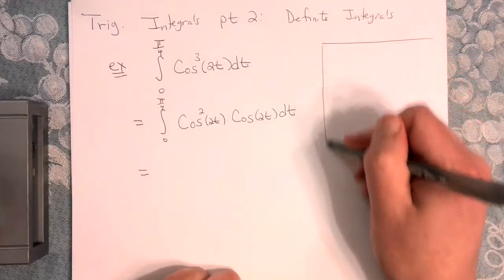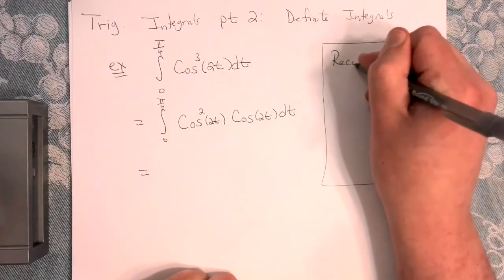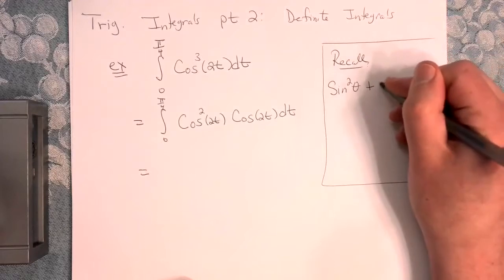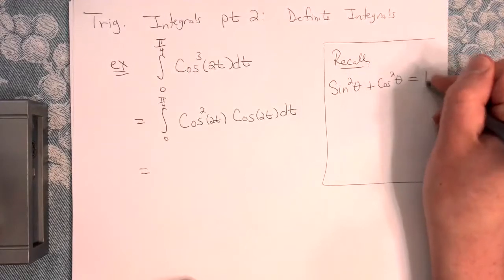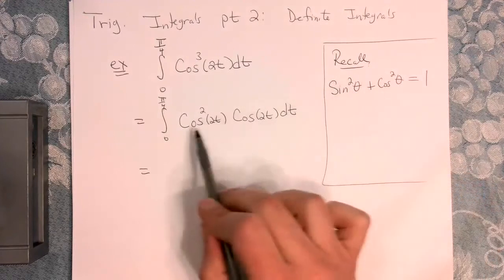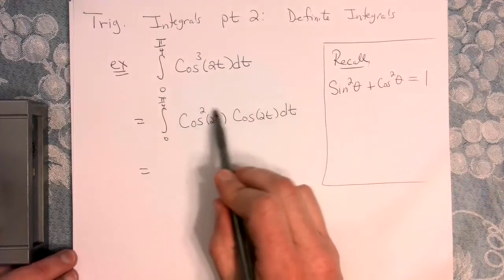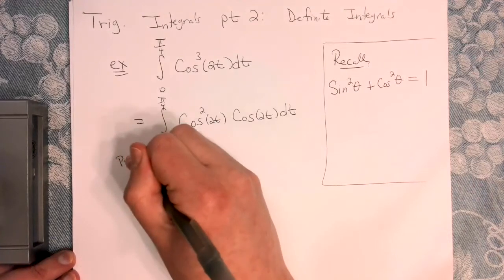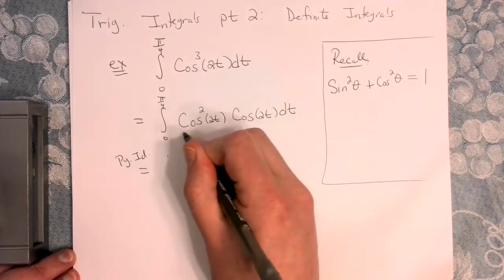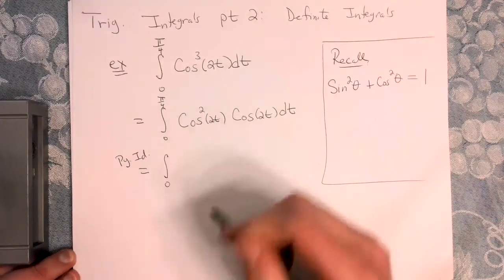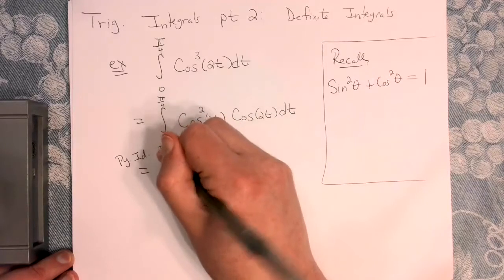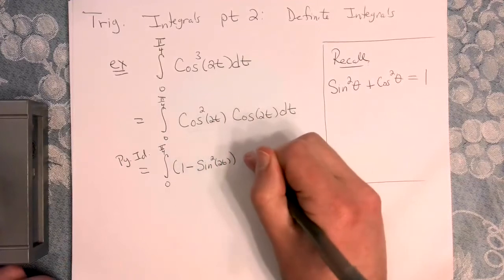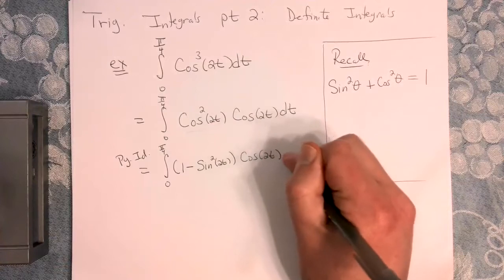I think it's going to be useful if we recall the following: for all theta, sine squared of theta plus cosine squared of theta is 1, because we can use that to replace this. So we can replace this and just call it 1 minus sine squared of 2t. So we're going to use a Pythagorean identity here. So we've got the integral from 0 to pi over 4 of 1 minus sine squared of 2t, and then we still have that factor of cosine of 2t dt.